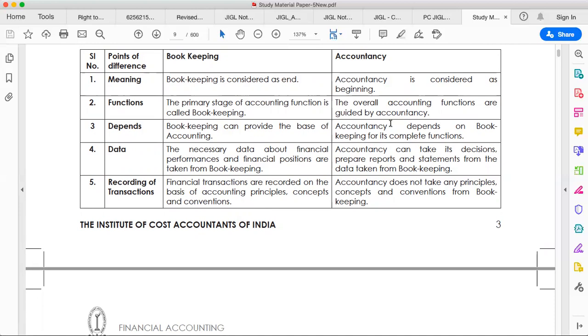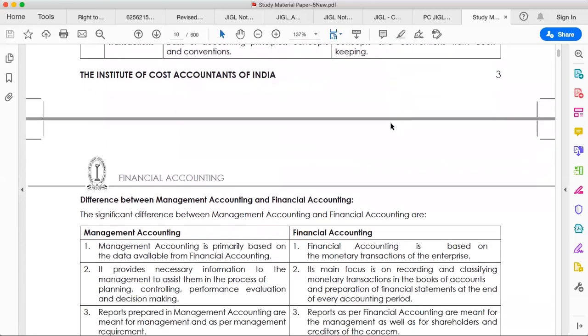Accountancy does not take any principles, concepts and conventions from the bookkeeping. Like you have recorded a basic entry through the golden rule. Now if you have recorded the basic entry, you have to post it debit or credit, but you can make your own statements whenever you like. You take provision for bad and doubtful debts. If you take provision for bad and doubtful debts, the provision should be shown on the liability side. But for our better understanding, many times provision for bad and doubtful debts is deducted from the debtors. So you can have your own principles as per the practicality. Okay, but in bookkeeping you cannot. You have to follow the golden rules.